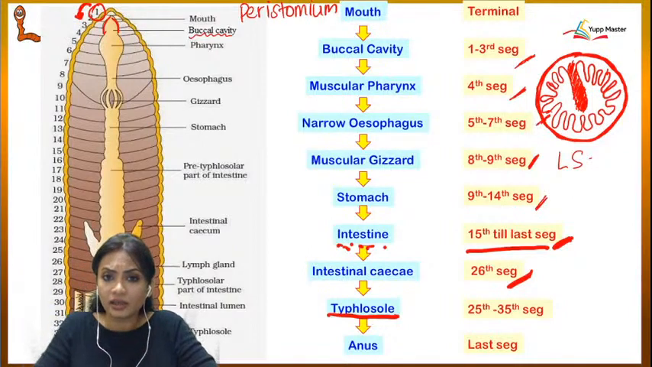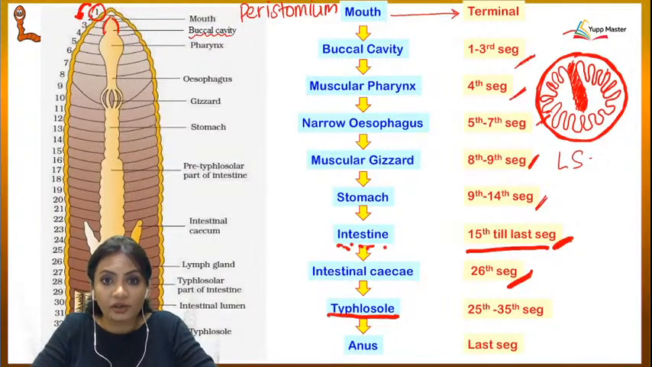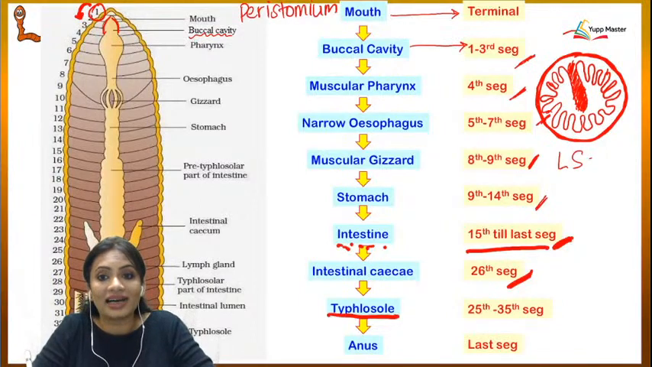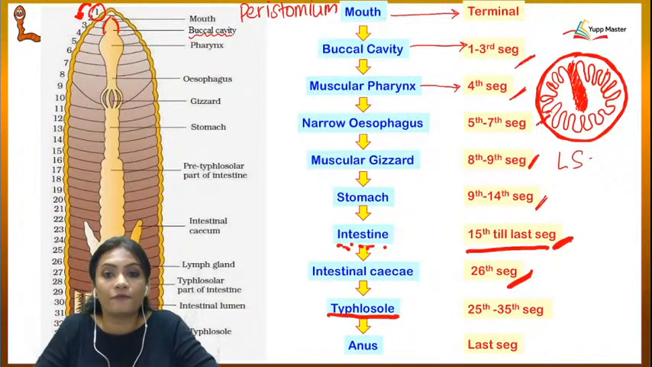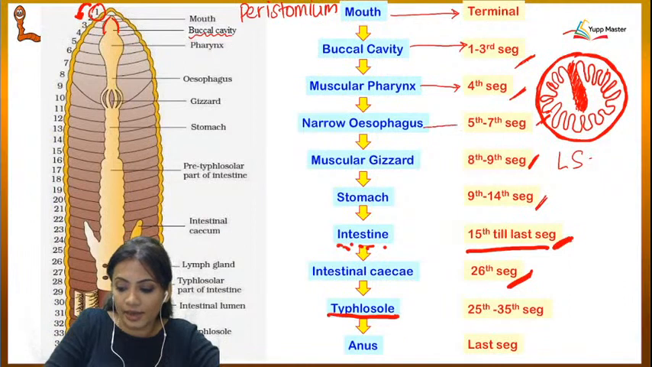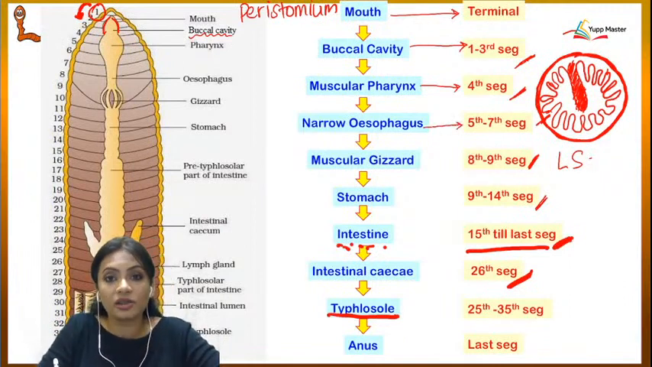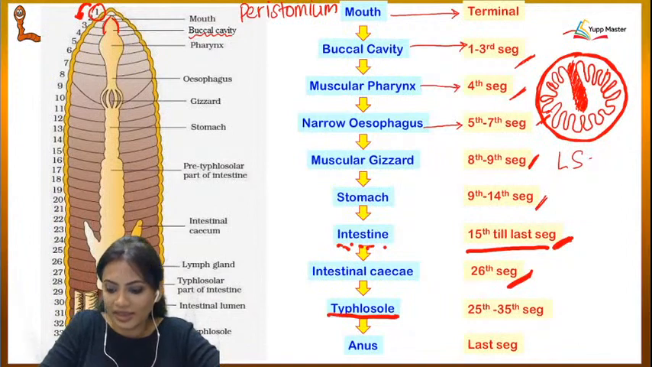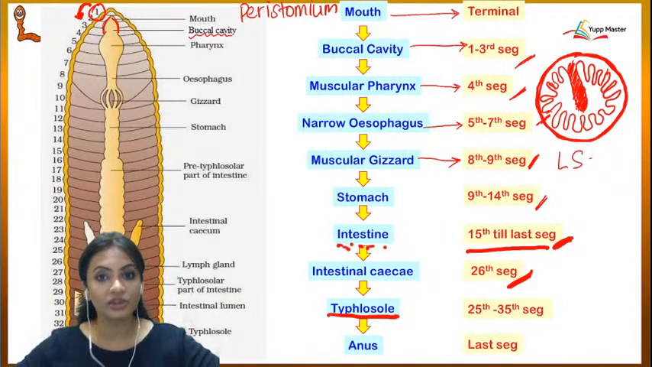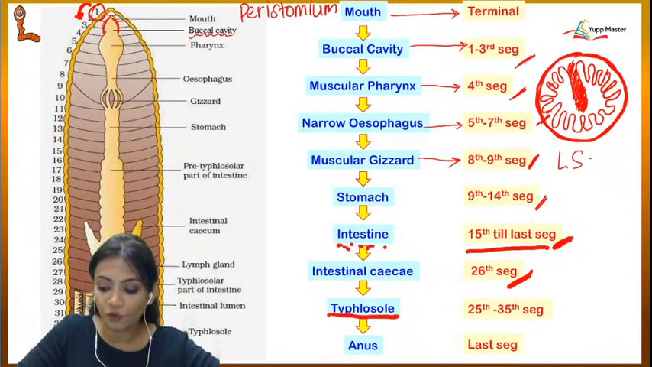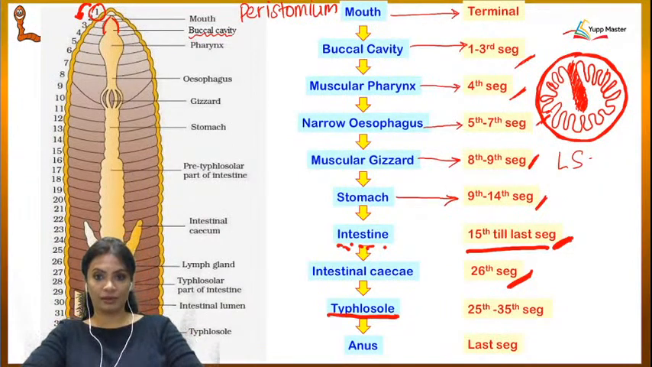Okay, so we see here that the mouth is found to be terminal in position. Buccal cavity ranges from segments 1 to 3. The muscular pharynx comes right after the buccal cavity, that is only segment number 4. Segments 5 to 7 contain a narrow esophagus. The muscular gizzard is found in segments 8 to 9. Now after 8 to 9 we need to remember one range, that is for the stomach. Stomach ranges from segments 9 to 14. Basically, you need to remember these ranges here.